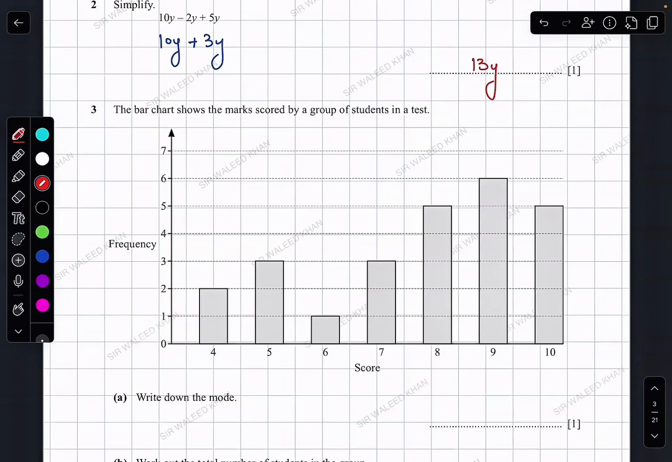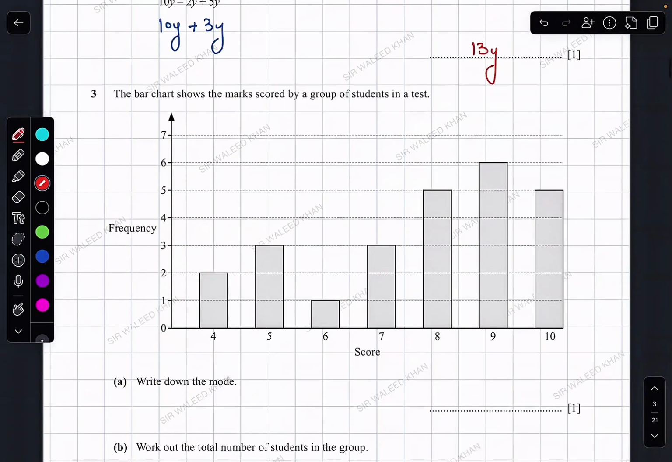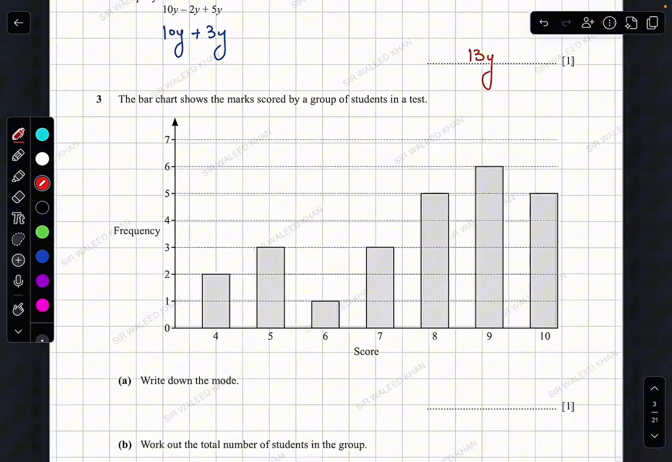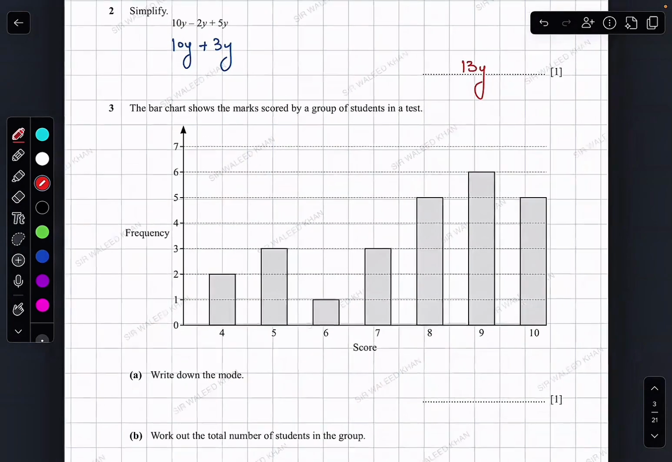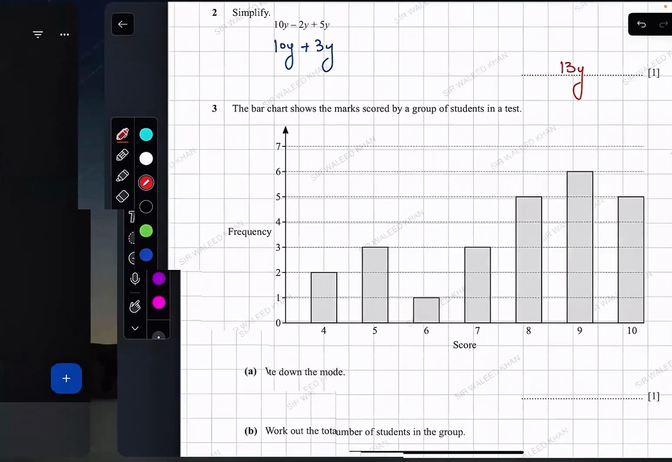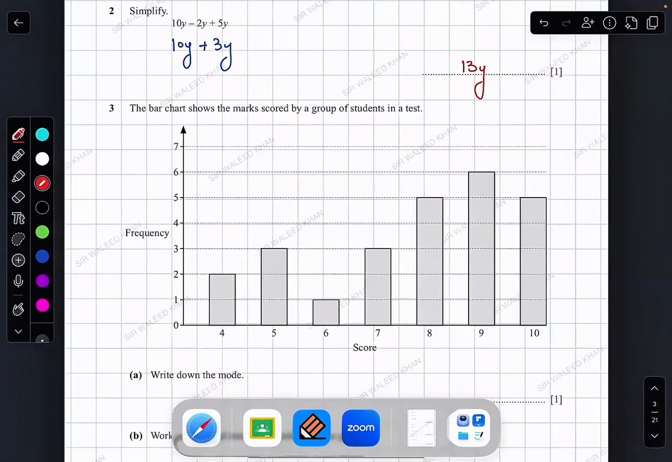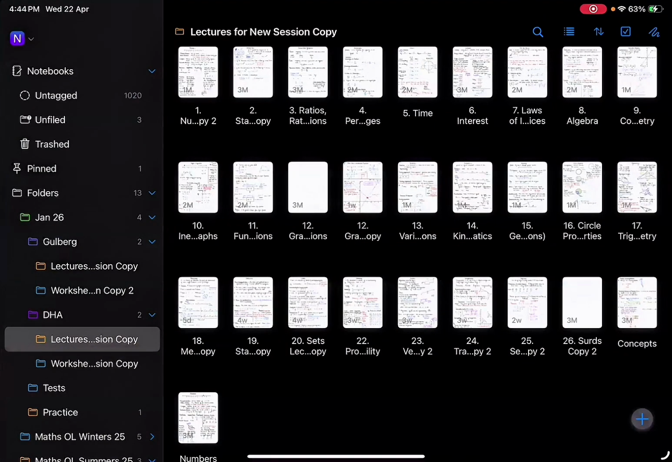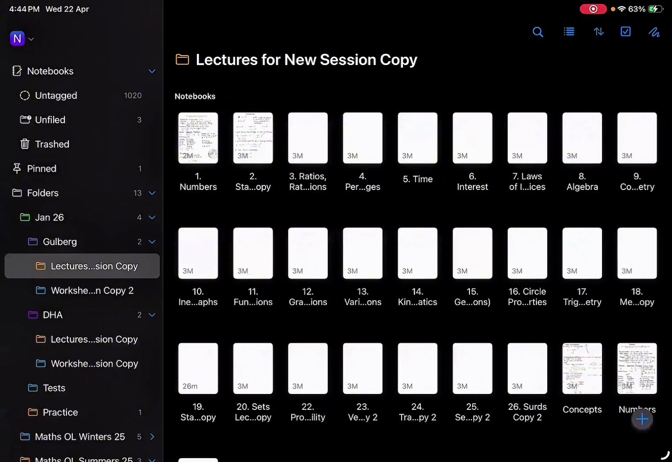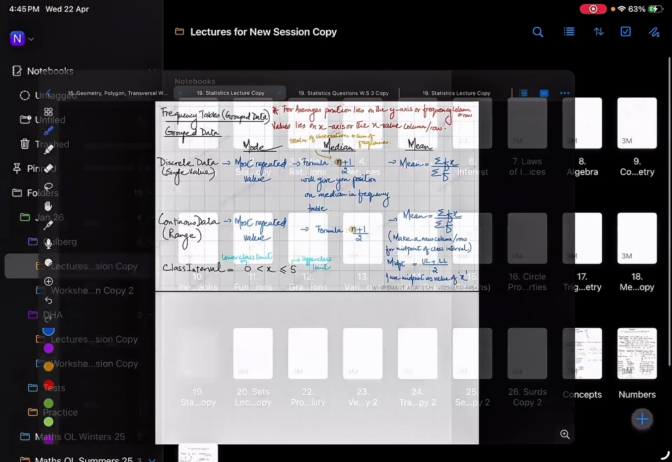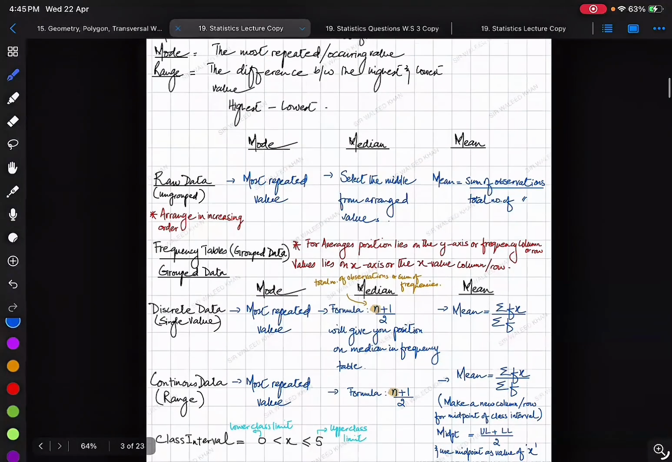Third, write down the mode. Okay. So I was just done with the statistics class, and there were notes in short form. Let me see if I have it right over here. So, yes, this is what we were doing.